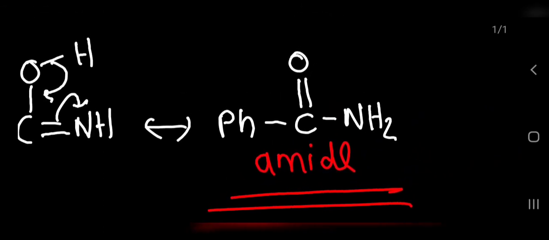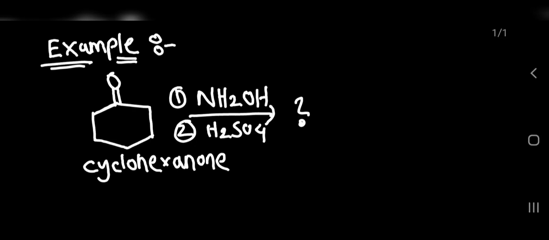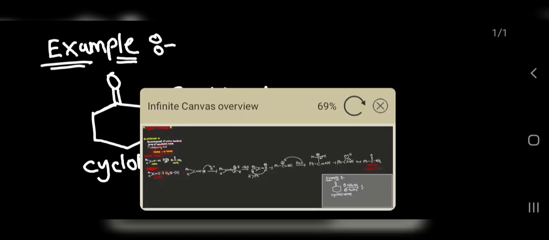Now, after seeing the mechanism, we will focus on some examples of the Beckmann rearrangement reaction. This is one of the famous examples of the Beckmann rearrangement reaction. The starting material is given as cyclohexanone. So, let us solve this question. Then on the arrow, hydroxylamine is given.